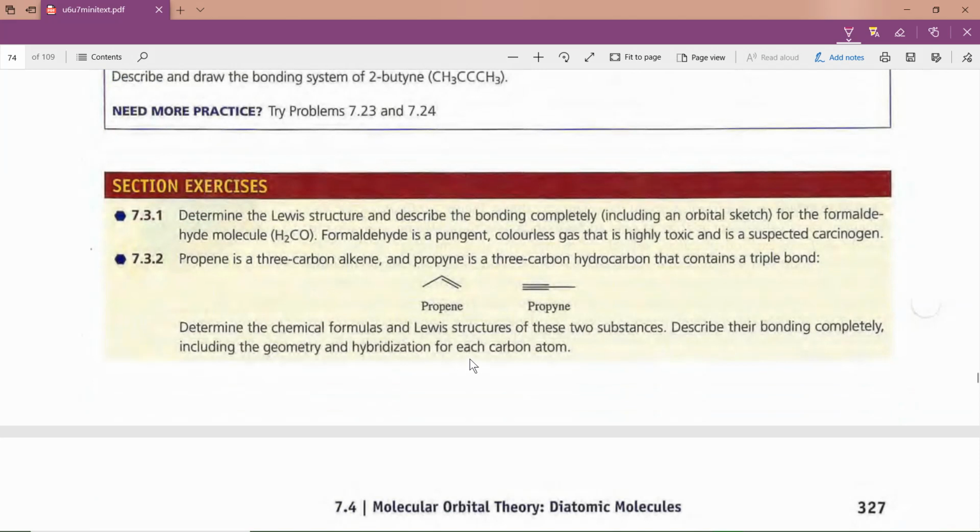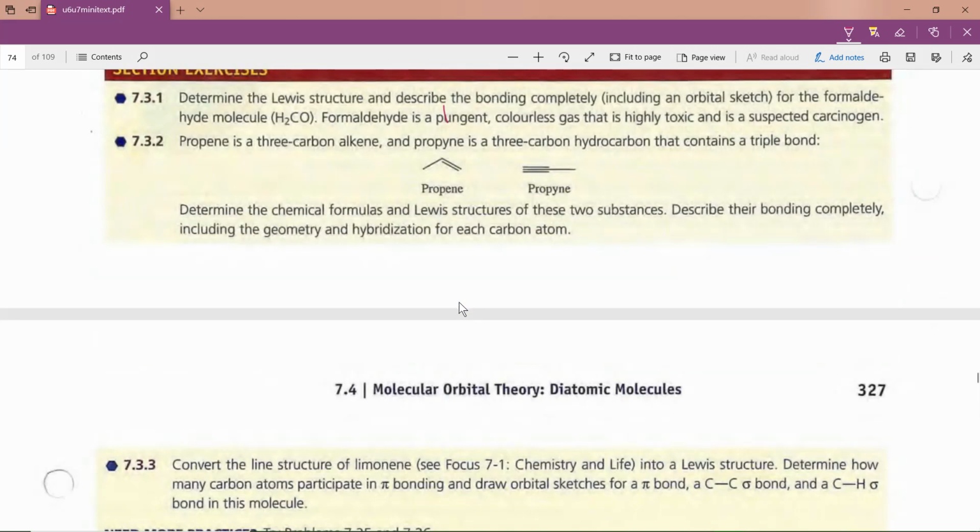Then we have examples for formaldehyde, which we've looked at that Lewis structure before. So you try that one on your own, and you can try propene and propyne on your own as well.